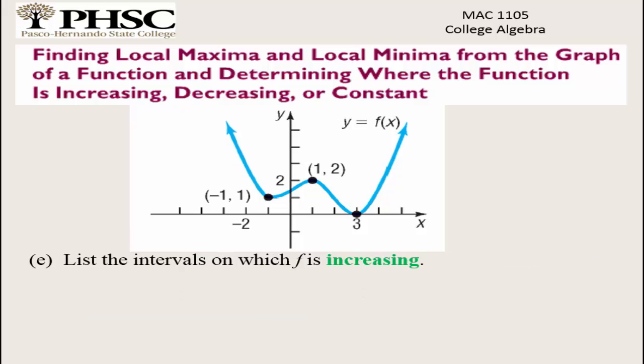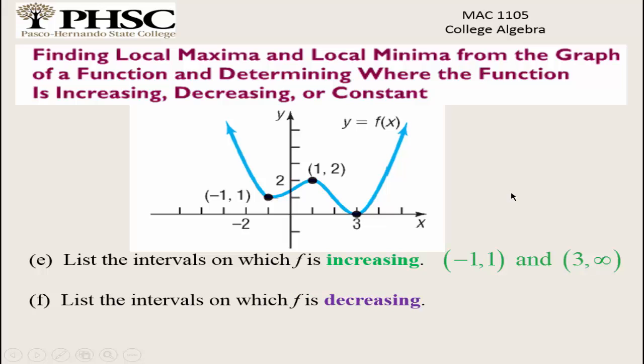So list the intervals on which f is increasing. We're looking for which intervals the values of the function are increasing as we keep moving to the right. So the function is increasing between -1 and 1. Here we can see that from -1 to here the function is increasing, and it's also increasing from 3 to infinity.